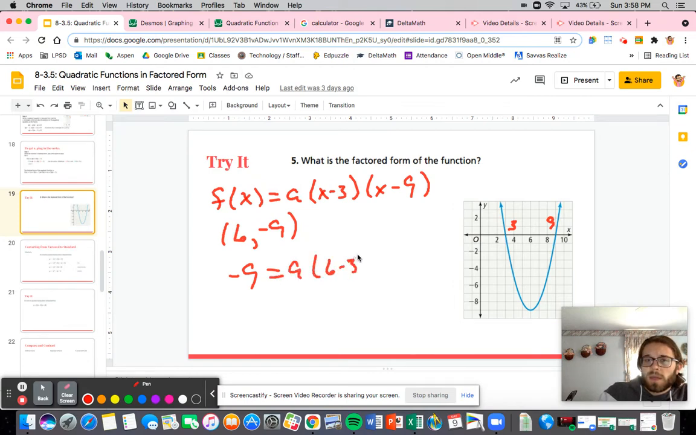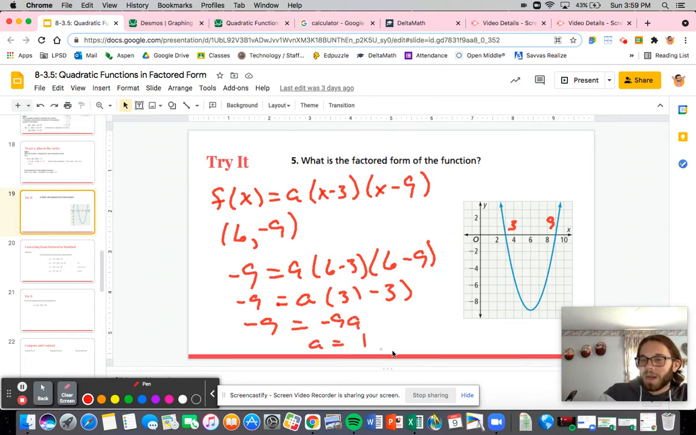6 minus 3, 6 minus 9. They're not all 1, I swear. That's 3 times negative 3. Negative 9 equals negative 9 times a, so a equals 1. So again, it's equal to 1. It's not always 1, but that is a pretty common answer.